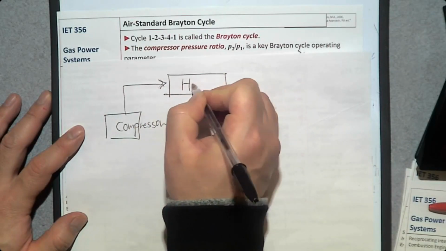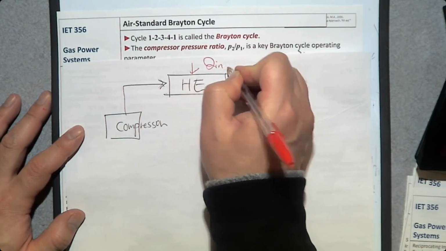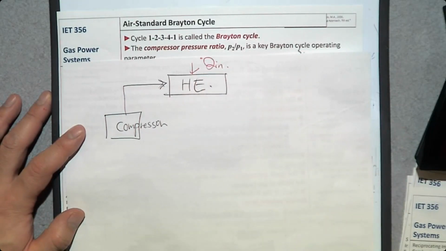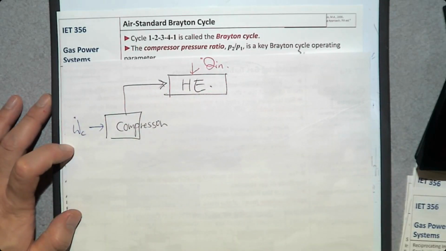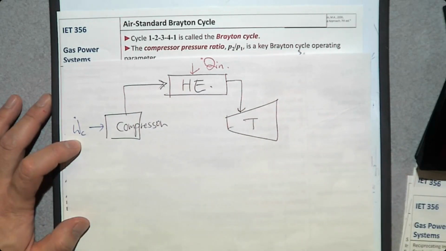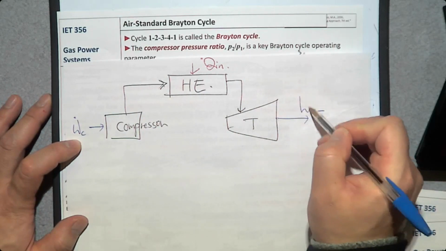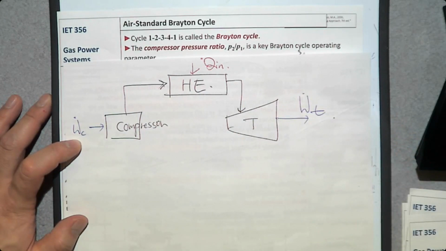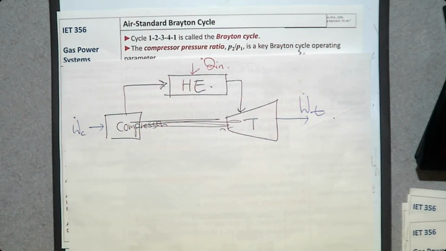And we have a heat exchanger where we obtain high temperature heat, and this compressor consumes power, W dot C, and it goes to the turbine where we produce power. Turbine power, W dot T, and these two are coupled together so that some of the power this turbine produces is going to run this compressor.